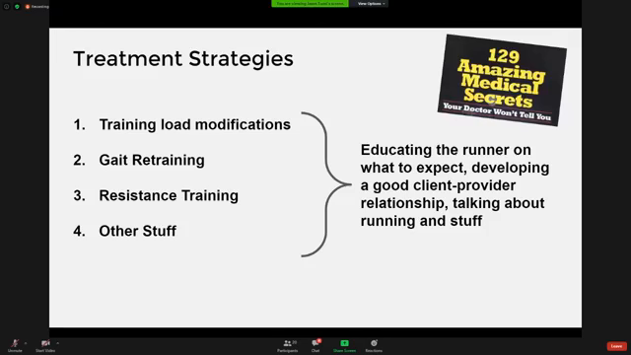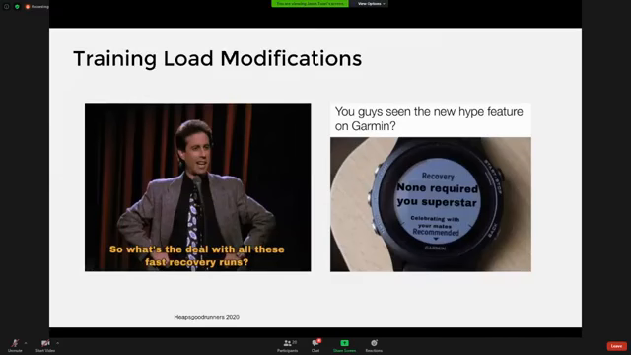And honestly, the stuff that I have over here, that's probably 50% of why the patient gets better. The other stuff, like resistance training and gait retraining and training modifications, you can't do that stuff unless you develop a good relationship with somebody. So that's really of most importance in all medicine, not just in a particular case like this. So we'll start with training load modifications, which are going to mean different things to different runners at different times.